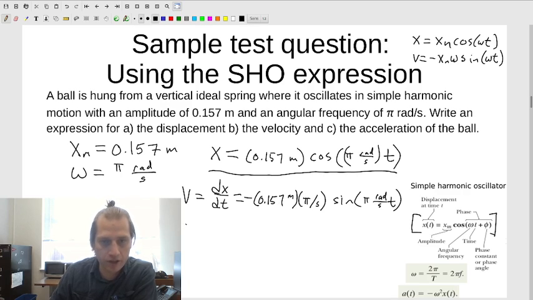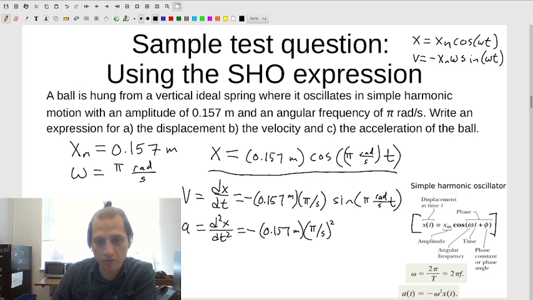And if we wanted our acceleration, we could just take that derivative again, and take the time derivative of this, and the time derivative of sine is just cosine, so this would be minus 0.157 meters, and then we'd get another factor of pi per second. So this would give me something with an amplitude of meters over seconds squared. That's good. Meters per second squared is the units of acceleration.